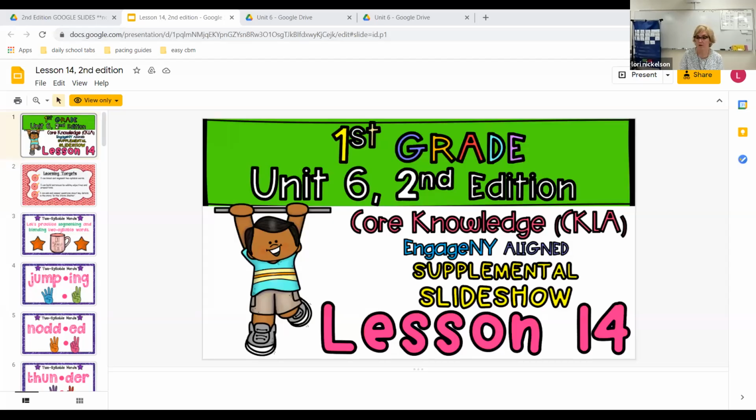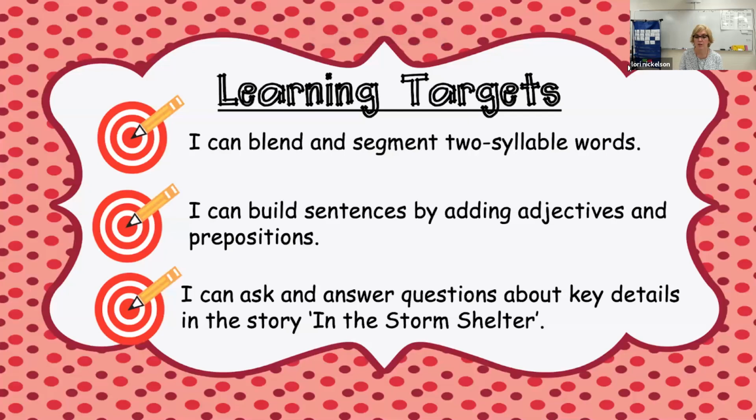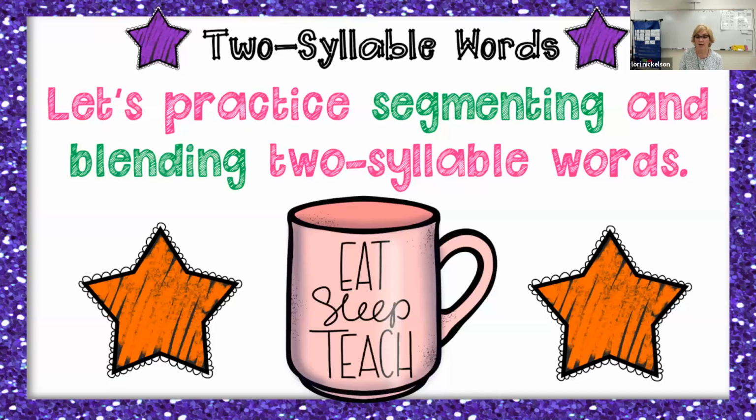Okay, let me get rid of all these floating bars and get it in present mode. All right, lesson 14. Our learning targets: I can blend and segment two-syllable words. I can build sentences by adding adjectives and prepositions, and I can ask and answer questions about key details in the story in the storm shelter. So let's practice segmenting and blending two-syllable words.